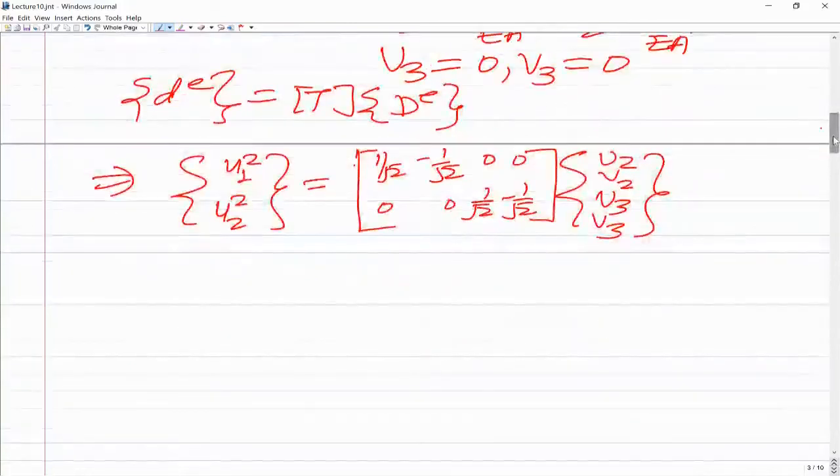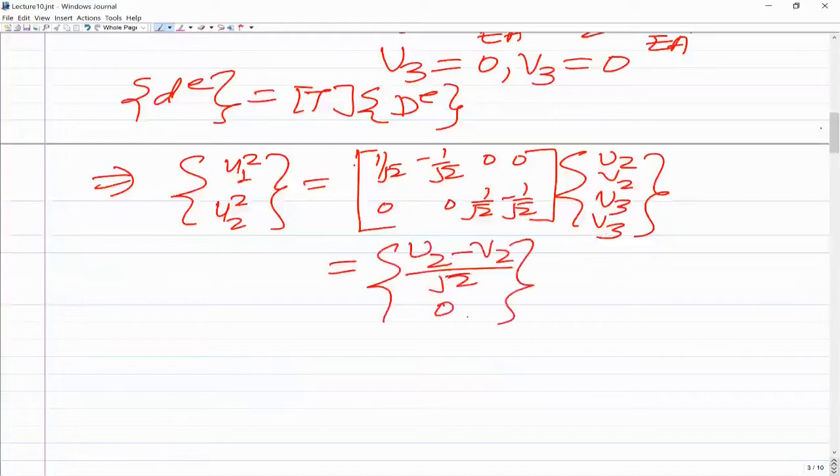If you again do this, you will see that in this multiplication u3 and v3 are already 0. So you will essentially get u2 minus v2 upon root 2. That's the first term, and the second will be equal to 0. So you can ultimately say u12, small u. Keep in mind the difference between small u and capital U, the kind of notation I'm using.